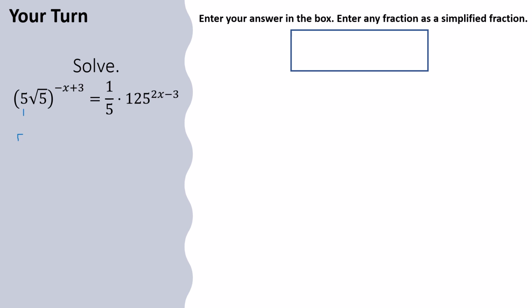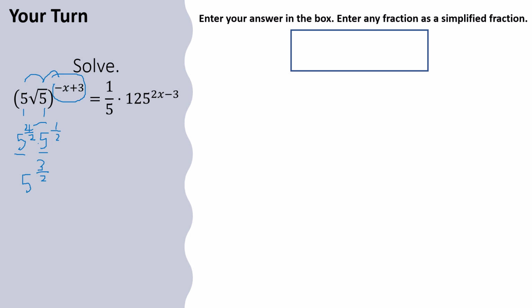All right, so this is 5 to the first power and this is 5 to the 1/2 power. Now, because both of these are in parentheses, we need to go ahead and add these first. So this is 1 is the same as 2 over 2, plus 1 over 2 is 3 over 2. So keep that improper. So this is 5 to the 3/2 power. Now we're raising all of that to this power, so we need to multiply the 3/2 to the negative x plus 3. Raising a power to a power, you multiply. When you have the same base and you're multiplying, you add the exponents.